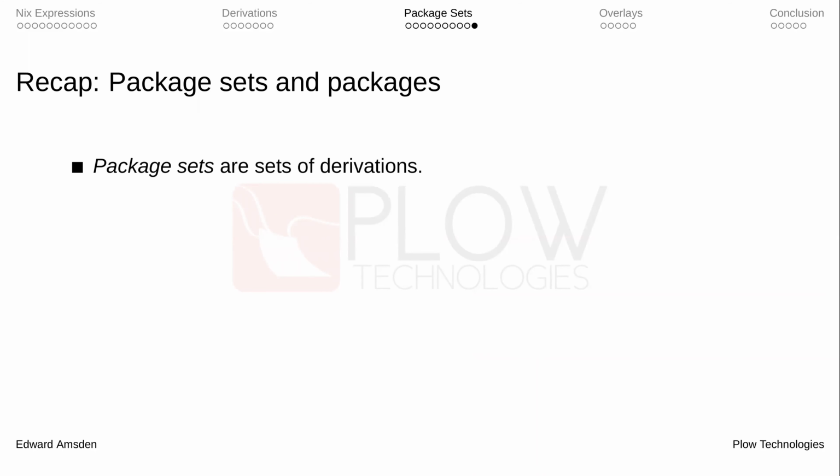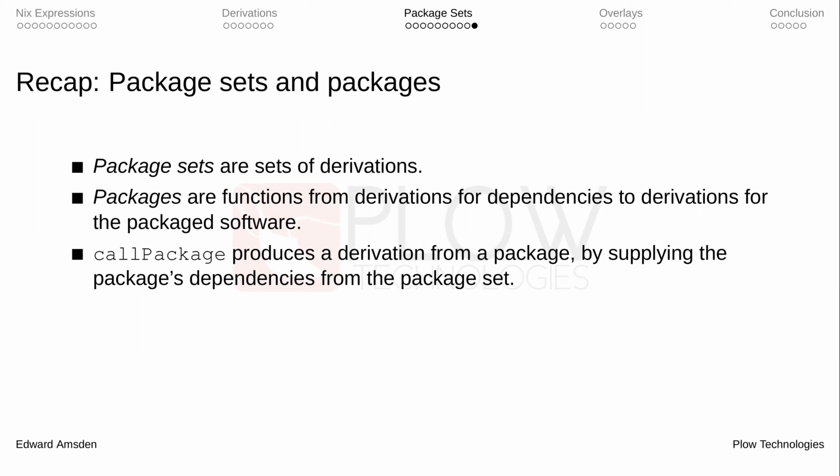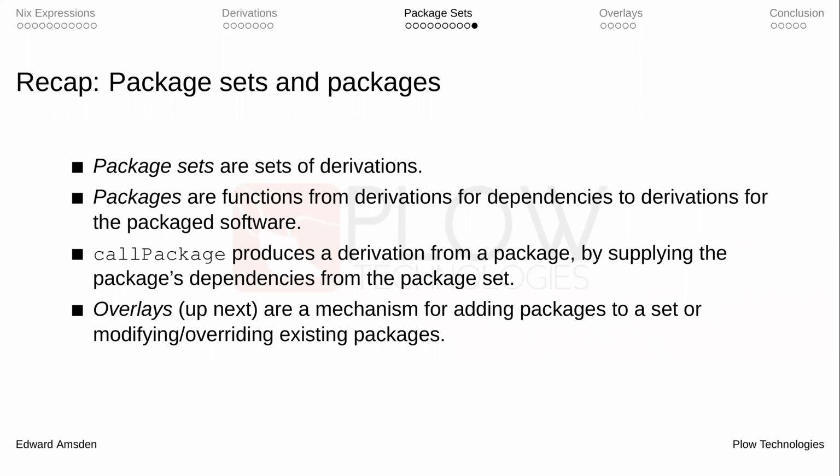So just to recap, a package set is a set of primarily derivations. Packages are functions from dependencies, and also any sort of configuration, to a derivation for the software that you're packaging. callPackage takes a package that is a function and produces a derivation by supplying the dependencies from the package set. And so callPackage tells us how to get stuff out of a package set. Overlays are sort of the main way that we get things into a package set. So we'll talk about those next.